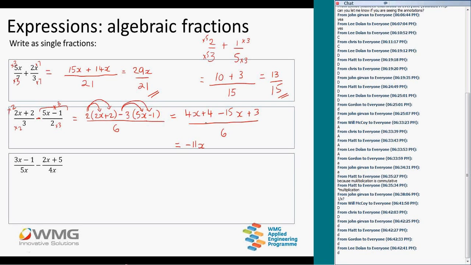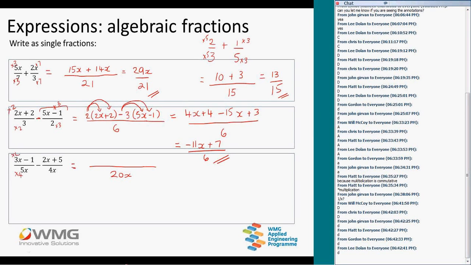Now this time we've got variables in the denominator, so the common multiple would be 20x. I don't need to use x squared. I could, since 20x is also a common multiple of these two denominators, but it's a simpler multiple, because I can make 5x into 20x by just multiplying by 4. So I change the numerator in the same way.